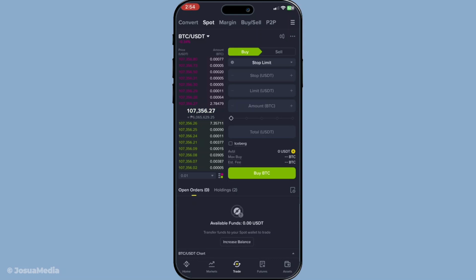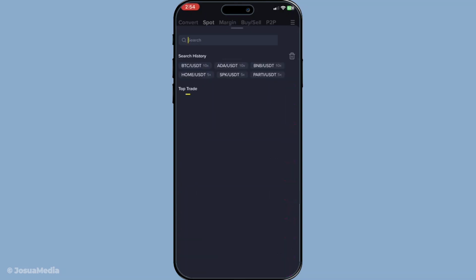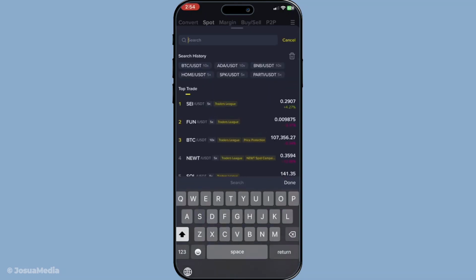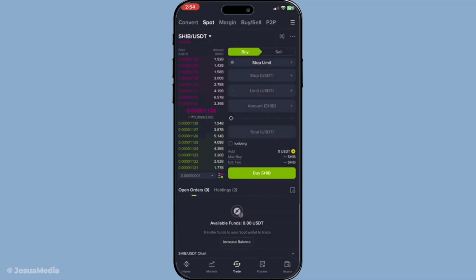Now, let's focus on choosing the right tokens. Here, you would want to look at low price tokens, which include options like SHIB, Pepe, or others with similar characteristics. These tokens are affordable and often exhibit slight fluctuations in price, which can be advantageous in our strategy.